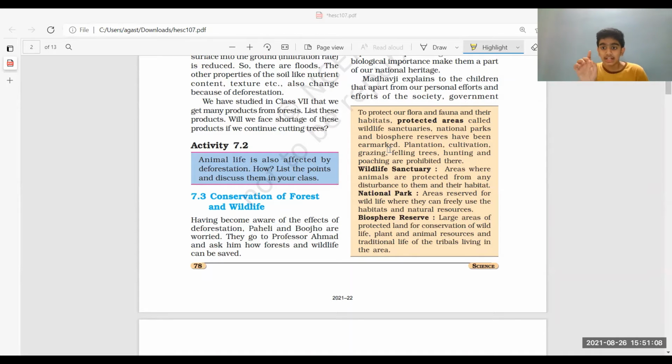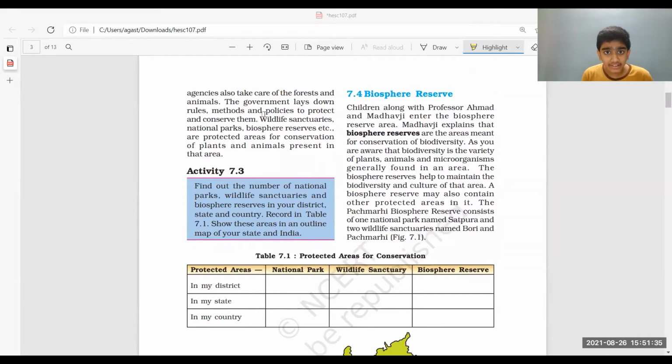A biosphere reserve means a larger area of protected land for conservation of wildlife, plants and animals, resources, and the traditional life of the tribals living in the area. Like we have the biosphere layer, which has land, air, and water in it, similarly this biosphere reserve protects the biodiversity. I hope you understood this point. And the government lays down rules, methods, and policies to protect and conserve them. Among these policies, they've set up sanctuaries, national parks, and biosphere reserves, constructed for the conservation of flora and fauna in that particular area.